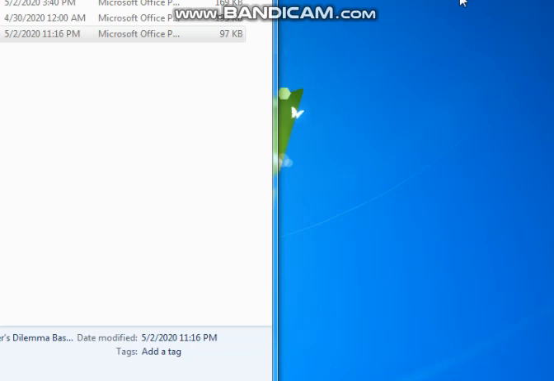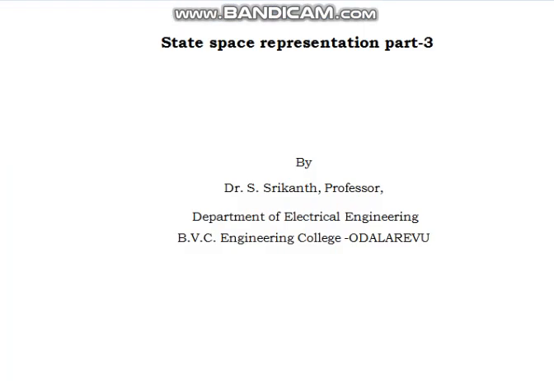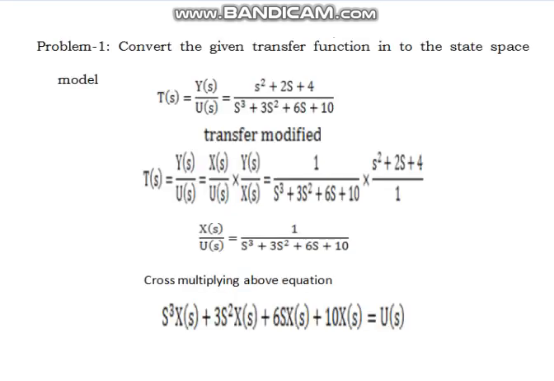In the previous class we learned about the transfer function to state space model. In this class, to solve problems related to the state space model, I will take a small problem to convert the given transfer function to the state space model.